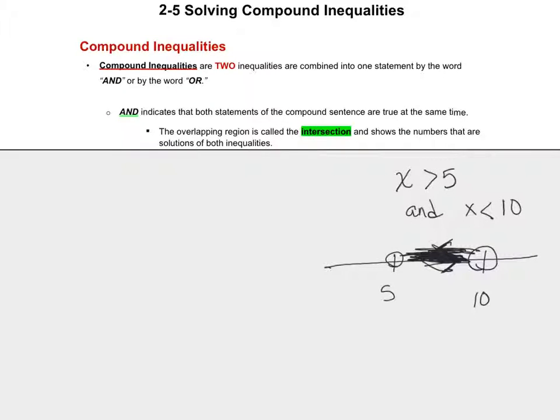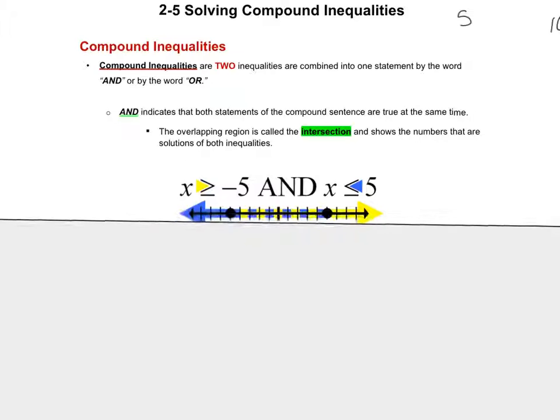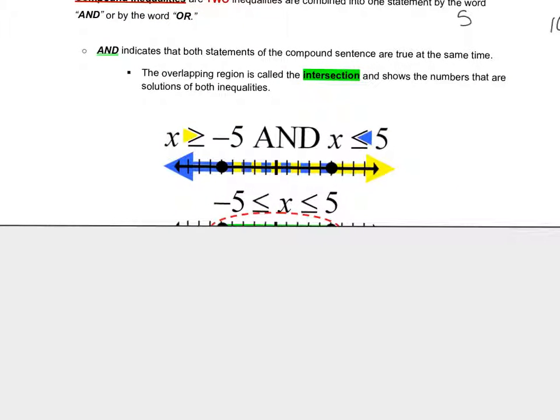Now, one of the things that they do is that for and inequalities, they write them with a symbol, if you look here, with the x in between. If you know that x has to be greater than or equal to -5, and at the same time it has to be less than or equal to 5, then you know that you're somewhere in between the two, and then you would write your and inequalities with the letter in between.